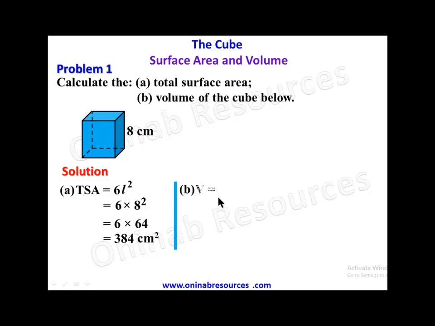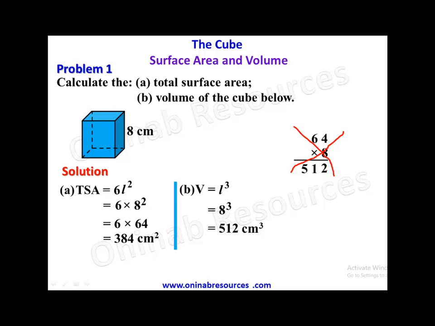So we said the volume is L cube and our L is 8, so we have it as 8 cube. 8 times 8 is 64, then 64 times 8. So 8 times 4 is 32. You write 2, carry 3. 8 times 6 is 48 plus 3, that's 51. So we have it as 512. So that will give us the volume in cubic centimeters. And that's the end of solution to problem 1.